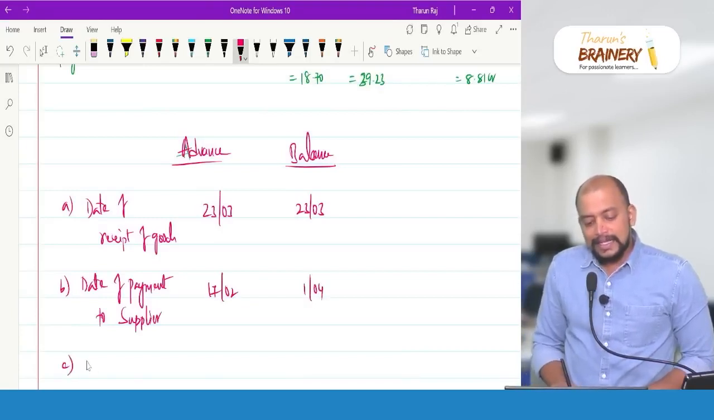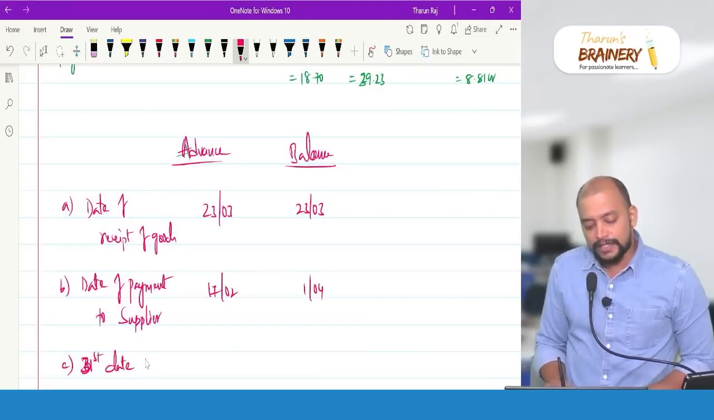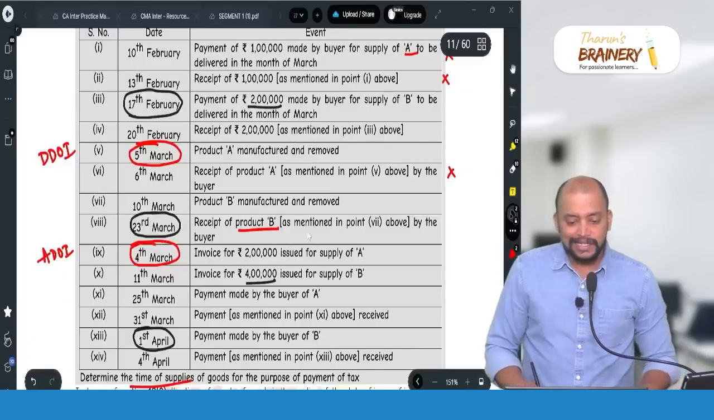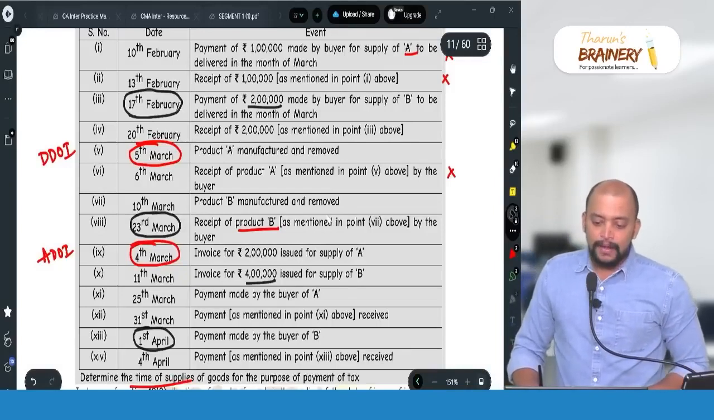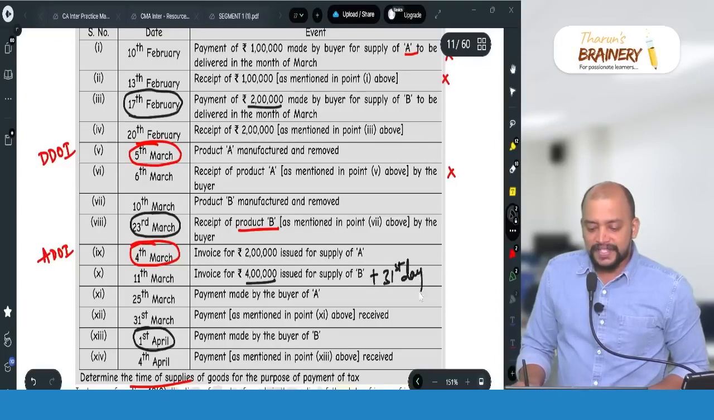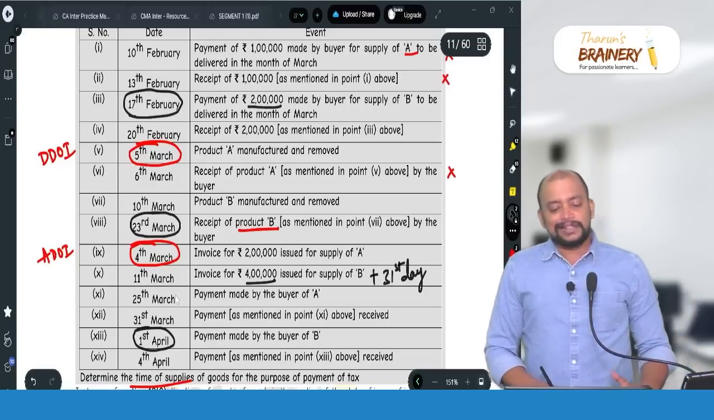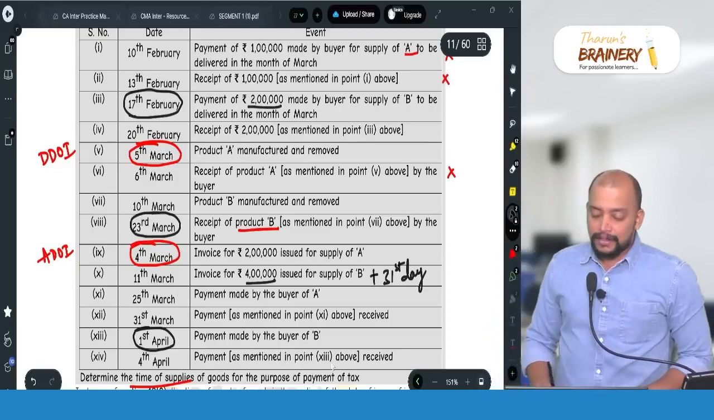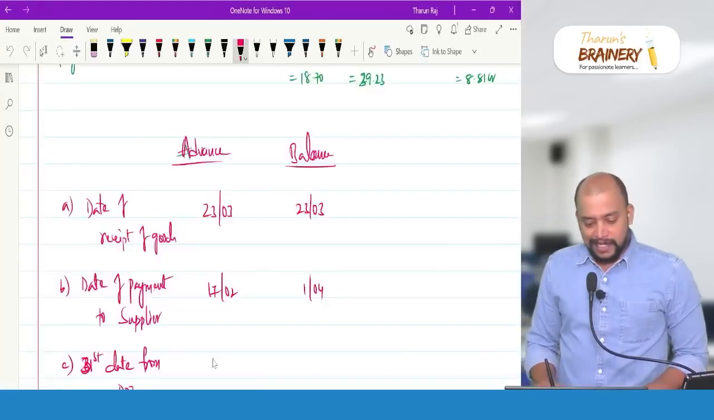C, 31st day from date of invoice. Now, what is the date of invoice of product B? 11th March. 11th March plus 31st day. So, in March there are 31 days, so 11th April. So, 11th April will be taken.